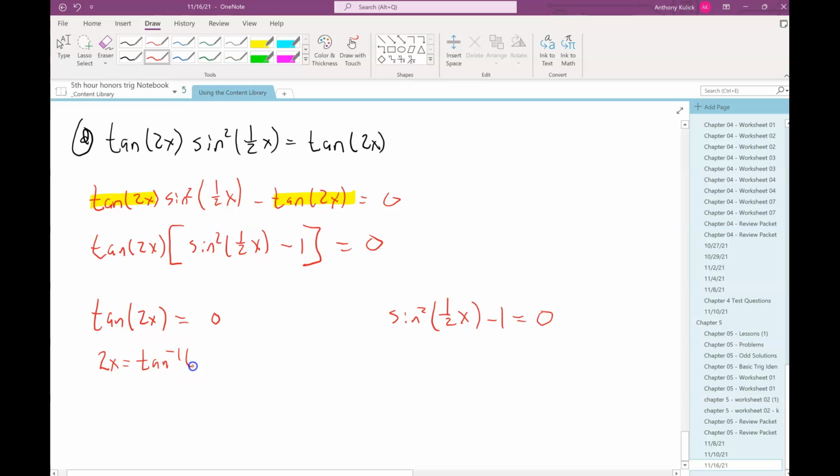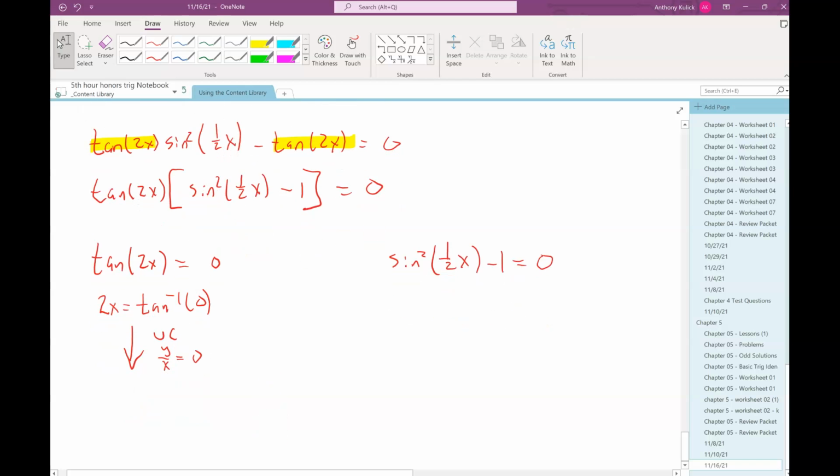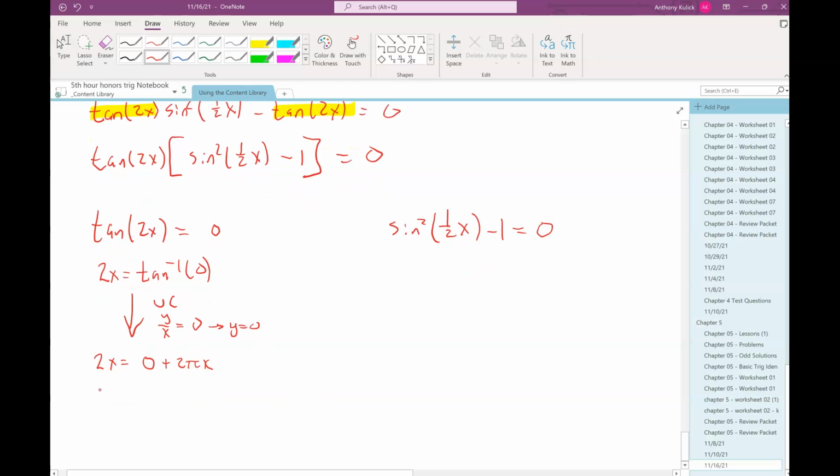So in the first equation, we'll do the tan inverse to both sides. So I'm going to go to the unit circle and look for the place where y over x is 0, or really just where y is 0. So y is 0 at two places. It's at 0, and then also again at pi.